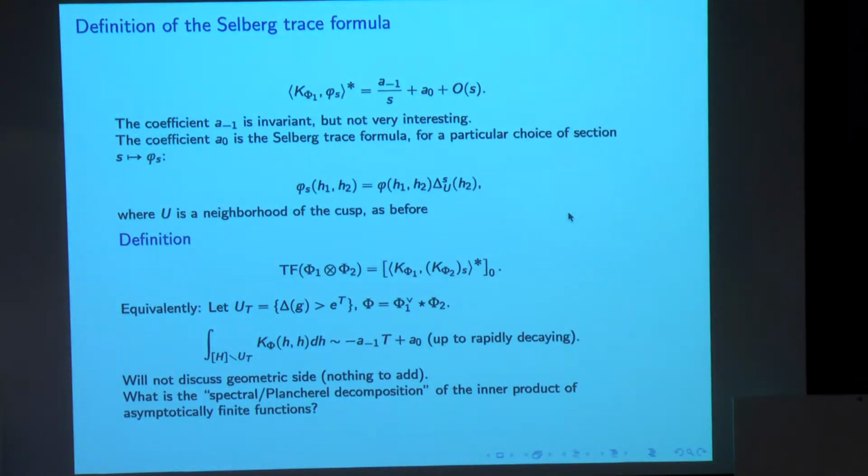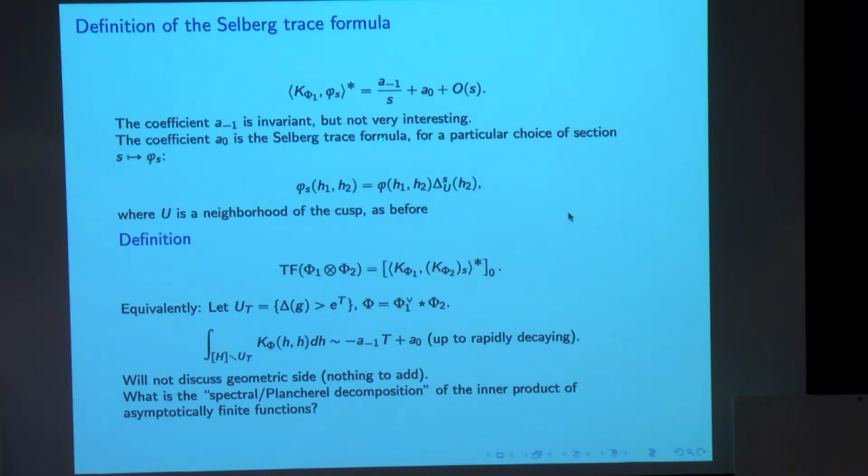So here's one way to define the Selberg trace formula. I take one kernel function, and then I take this modification of the other kernel function by s. I consider this Laurent series, and then I take the constant coefficient of the Laurent series. I could take the -1 coefficient, but that only includes information about Eisenstein series. So it's the 0th coefficient that contains the information, but unfortunately it's not invariant. So this is the Selberg trace formula, except that I have many ways to deform my section. So what I will do is I will deform it in a very specific way.